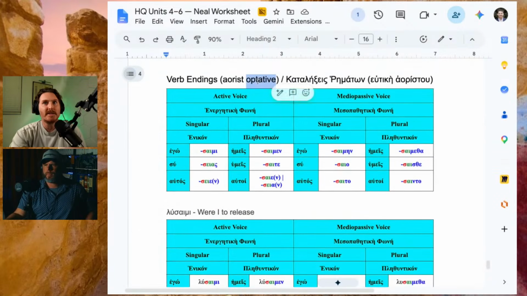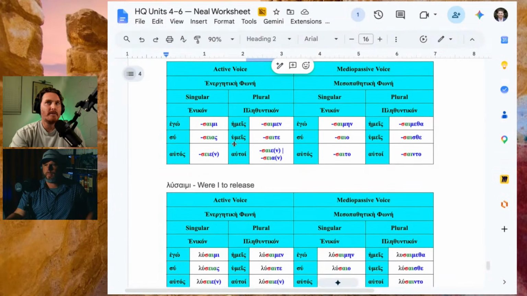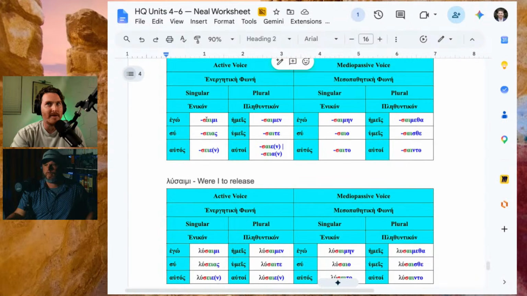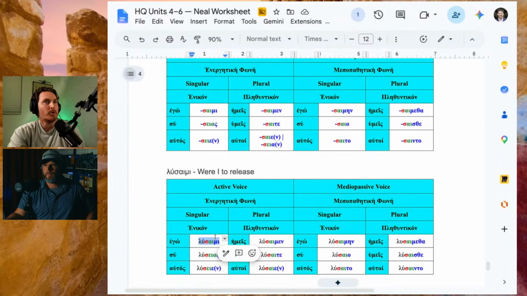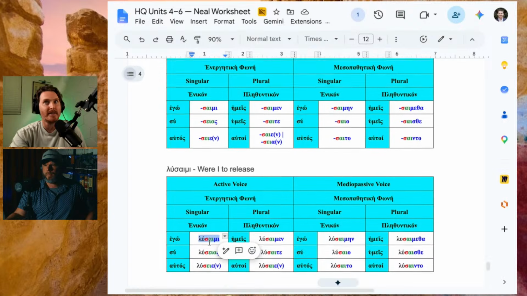With the optative, this is where classical Greek is a bit more advanced than Koine Greek, right? Because you have this iota in the first person, like lusaimi, if I were to release, but I don't think I'm going to. That's what that implies.